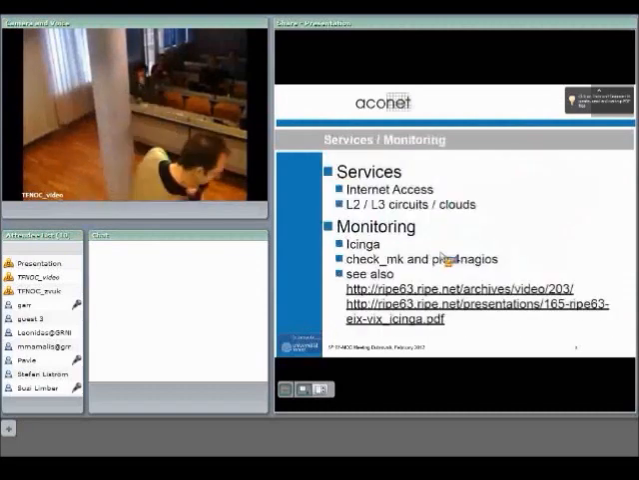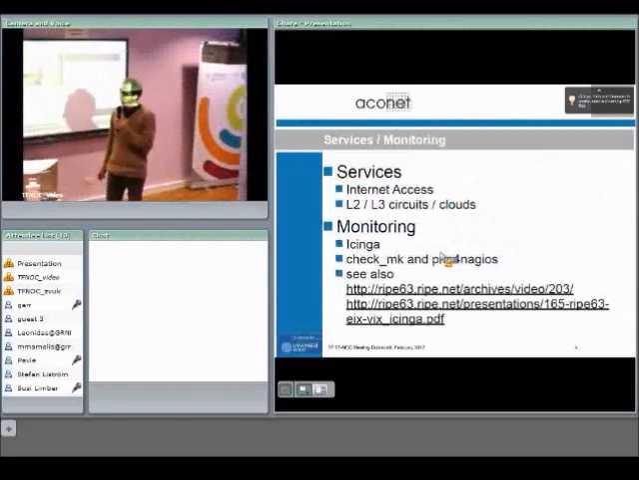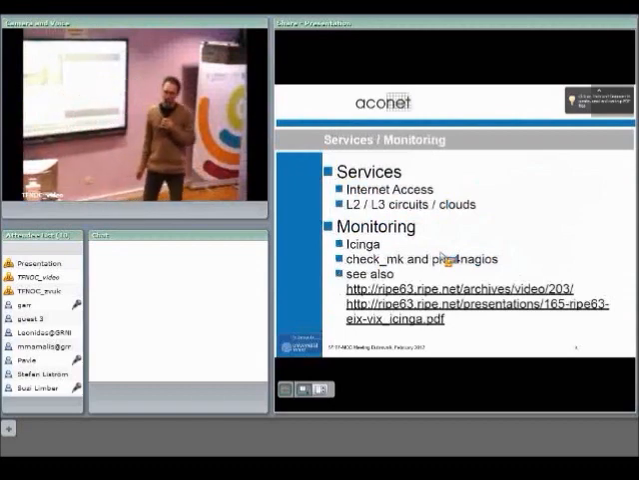Services we provide are normal internet access, and lately there has been more and more interest in having some kind of private infrastructure. So members do want to have transparent layer 2 connections or layer 3 connections. And I just wrote clouds on the slide because cloud is now in everyone's mouth. We have some constructions where customers want to have multi-point connections, so we built a separate infrastructure for them. The monitoring part is our most advanced.